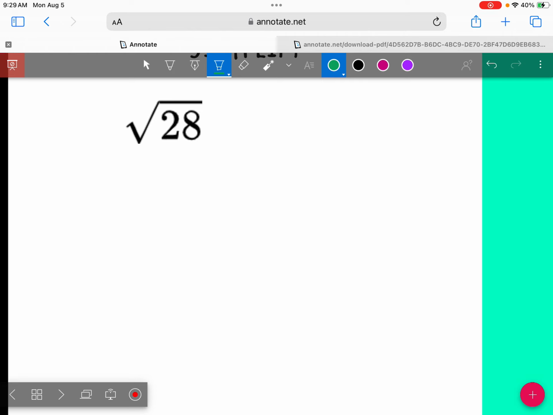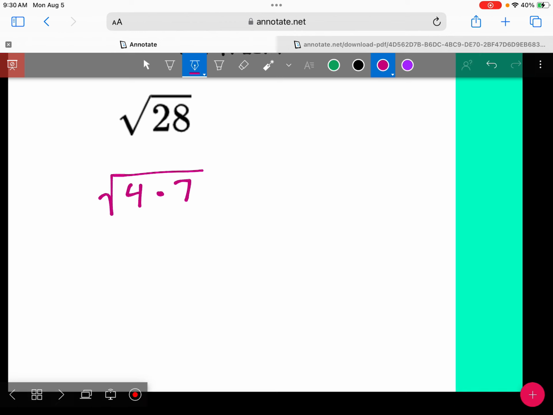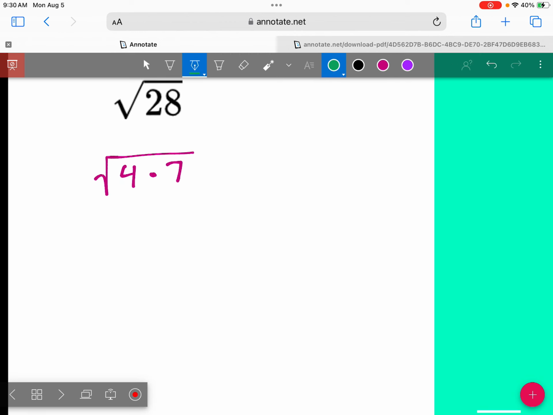What is a perfect square that is a factor of 28? 4. Because I can rewrite 28 as the product of 4 times 7. Totally fine. I can rewrite 28 as 4 times 7. It means the same thing. This makes my life easier because I know the square root of 4. What is the square root of 4? 2. So I can rewrite this chunk as just a 2.